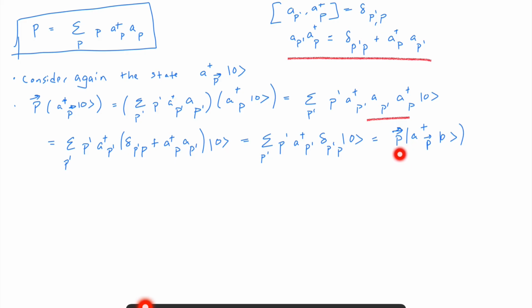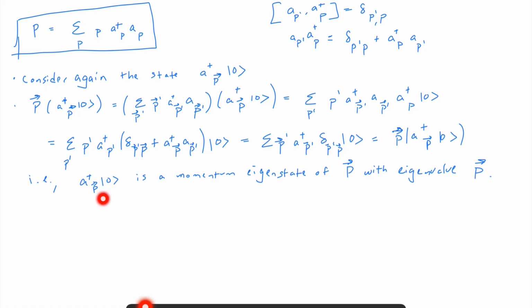Now this is the original p that we started with, acting on the ground state |0>. And this part over here is the same as this part over here. So this proves that A dagger p acting on the ground state |0> is an eigenstate of the operator P, exactly as it was an eigenstate for the Hamiltonian operator H. So A dagger p on the ground state is a momentum eigenstate of P with eigenvalue p.